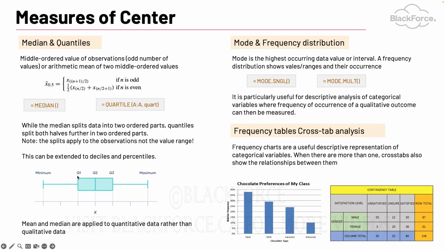So you have a quarter on the left, a quarter on the right, the middle, a quarter on the left of Q3, and a quarter on the right of Q3. So this is your first quartile and third quartile. I think that's pretty straightforward.